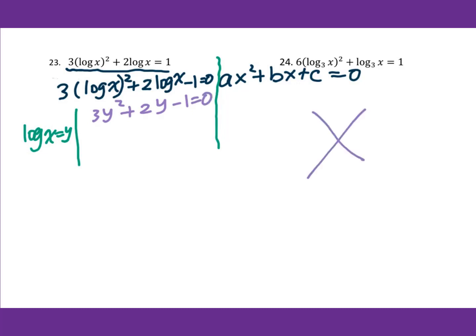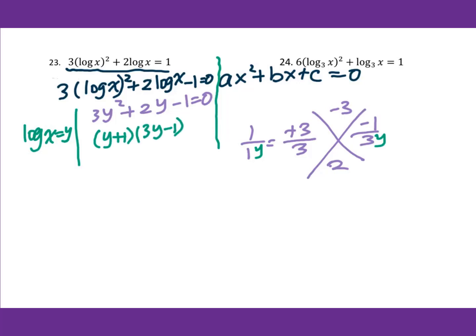Then we do the ninja X: negative 3 over 3 over 3, positive 2. Positive 3, negative 1. Reduce, 1, 1. Then we put the y. Therefore, we got y plus 1 and 3y minus 1 equals 0. y1 equals negative 1. y2 equals 1 over 3.